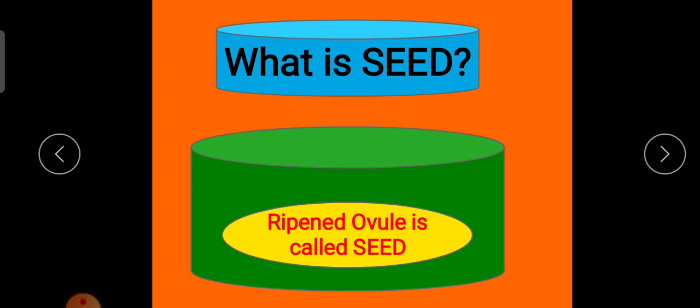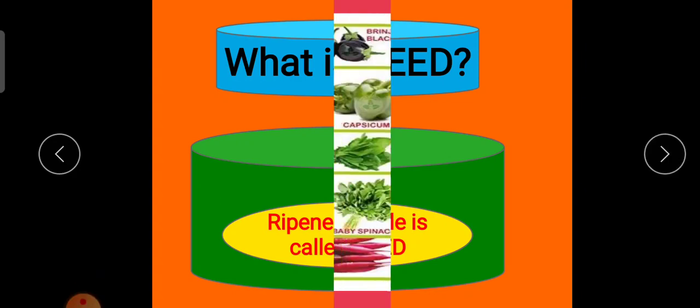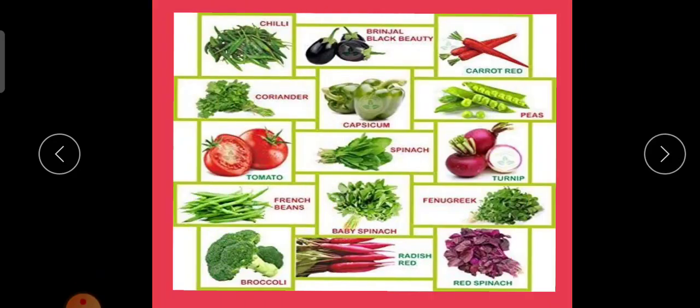Let's learn about the seed and its structure. What is a seed? Actually, the ripened ovule or mature ovule is known as a seed. These are the examples of seeds. All the vegetables that you are seeing on the screen contain seeds in them.